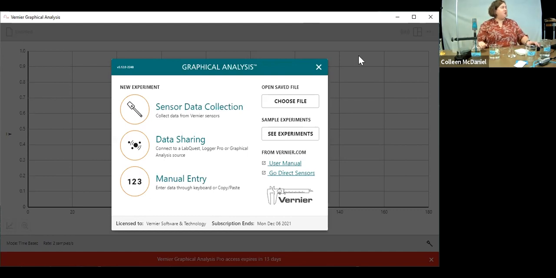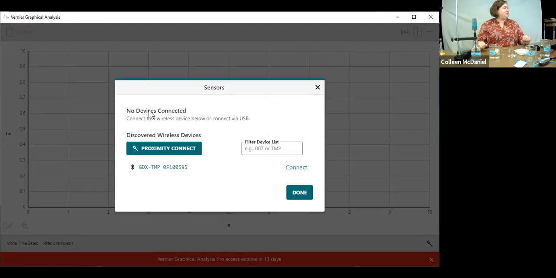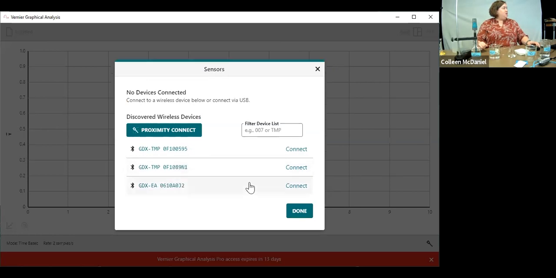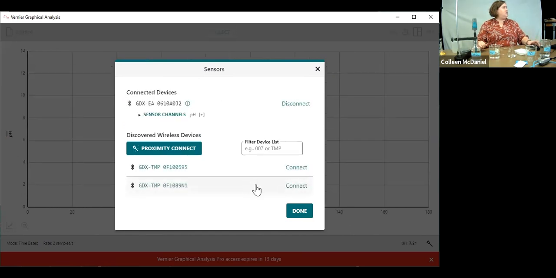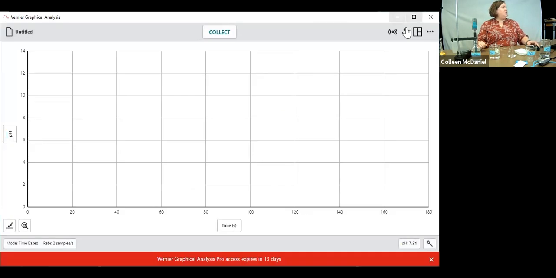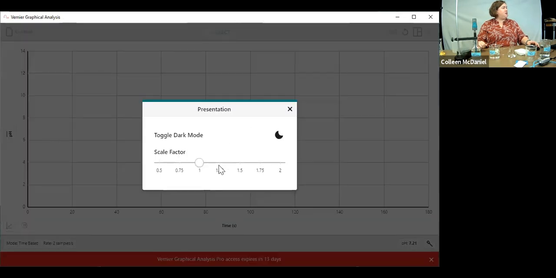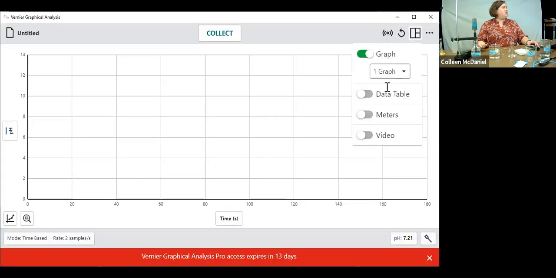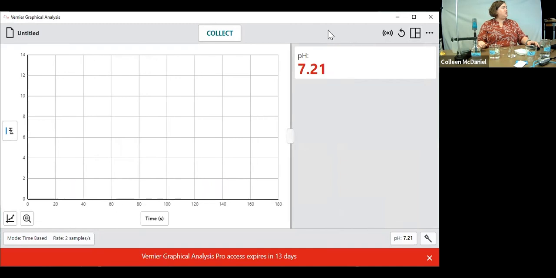So I've turned on my pH probe, and in graphical analysis, I'm going to start my sensor data collection. And I'm going to wait for my pH probe to pop up here. Connect. And done. And I'm going to change my view a little bit to help make it a little easier for everybody to see. Go to 1.25, and then I'm also going to put up my meter so that's a little clearer there. All right, so what's great about this experiment is it's super quick and fast.